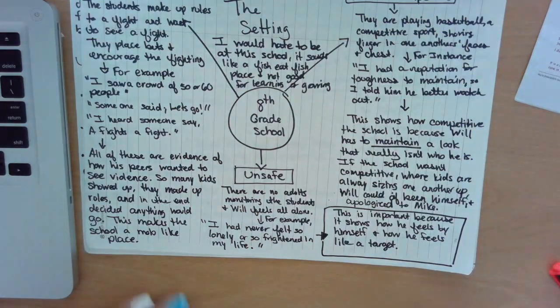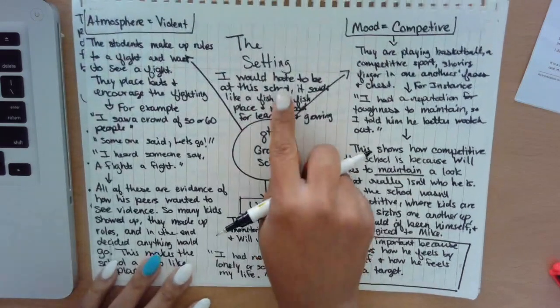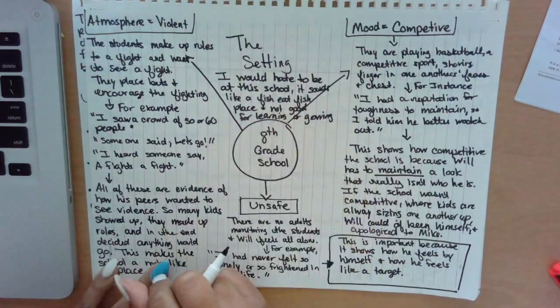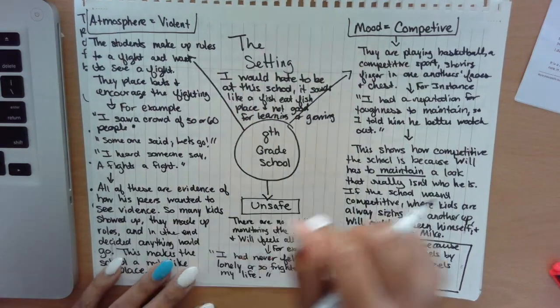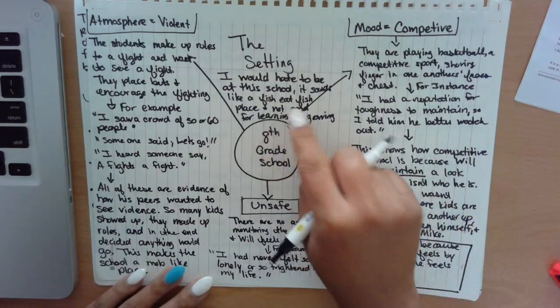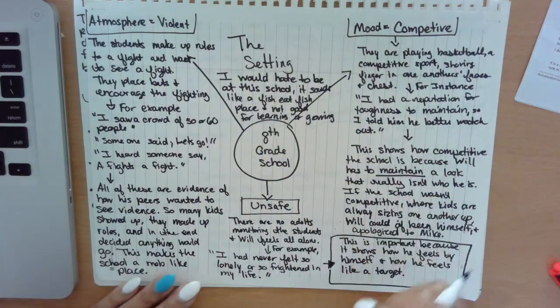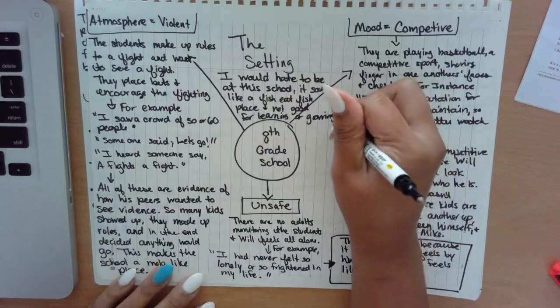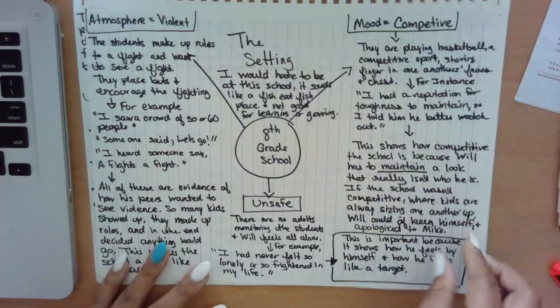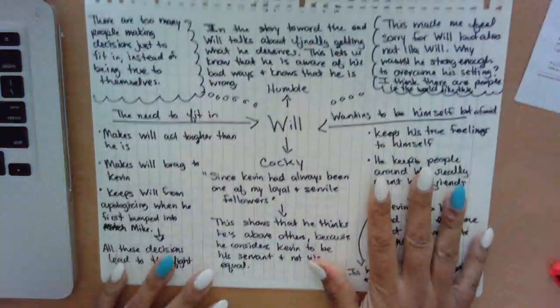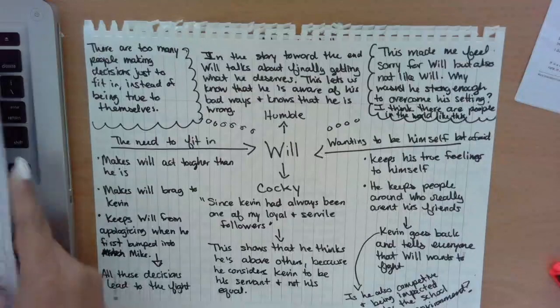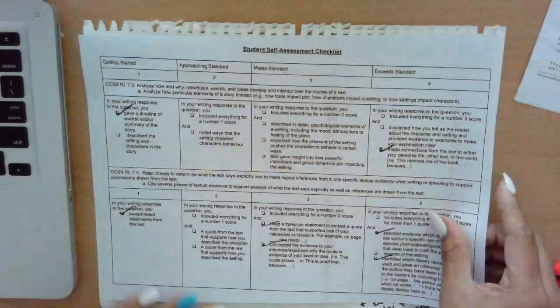Okay? So this is how this does. I would hate to be at this school. It sounds like a fish eat fish place and not good for learning or growing. Okay? So I put another thought in there. And then finally, I described Will. But before I talk about that, let's see what I did with the setting.